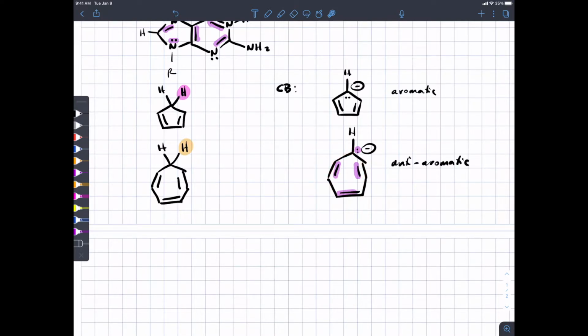Once you remove that proton, you satisfy fully conjugated, and it was already cyclic to begin with. But that lone pair is part of the pi system now, and therefore you have 8 electrons, and that leads you to antiaromatic. On the top, you have the same conjugation and cyclic nature, but you have 6 pi electrons, and so you're therefore aromatic. So aromatic is special stability, antiaromatic is instability. So which of these protons is more acidic?